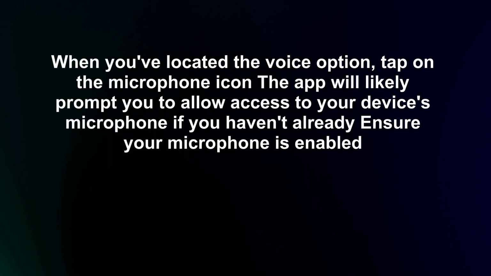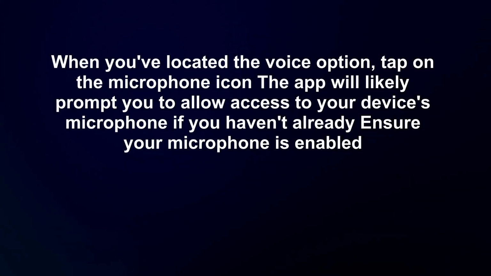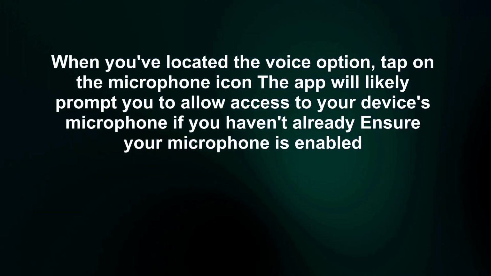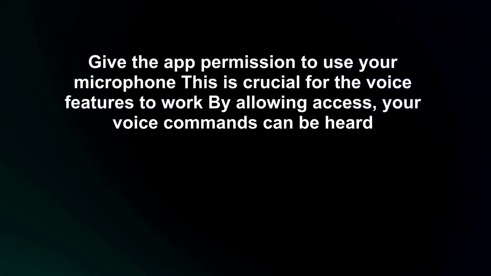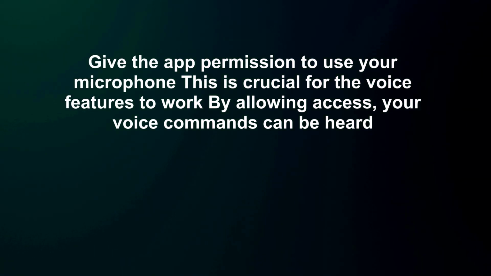When you've located the voice option, tap on the microphone icon. The app will likely prompt you to allow access to your device's microphone. If you haven't already, ensure your microphone is enabled. Give the app permission to use your microphone. This is crucial for the voice features to work. By allowing access, your voice commands can be heard.